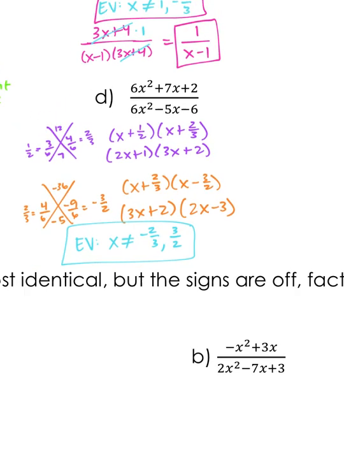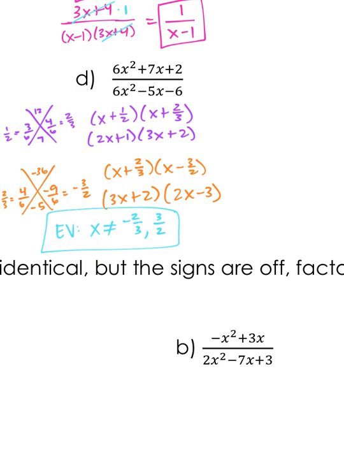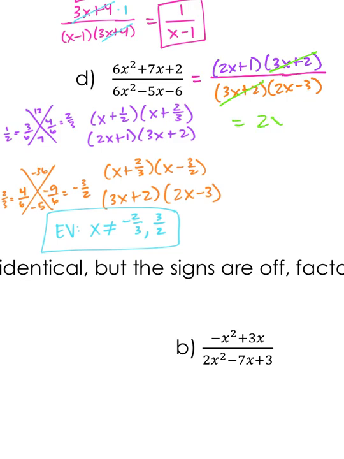And now let's do the final part where we actually do the dividing. So on the top, I've got 2x plus 1 and 3x plus 2. On the bottom, I have 3x plus 2 and 2x minus 3. I have 3x plus 2 on the top and bottom, so those cancel out and leave me with 2x plus 1 divided by 2x minus 3.